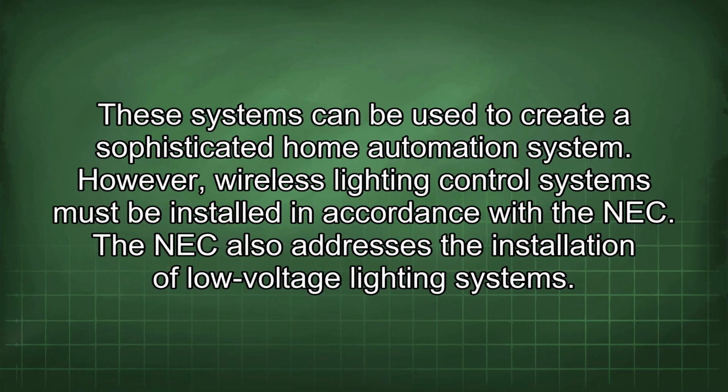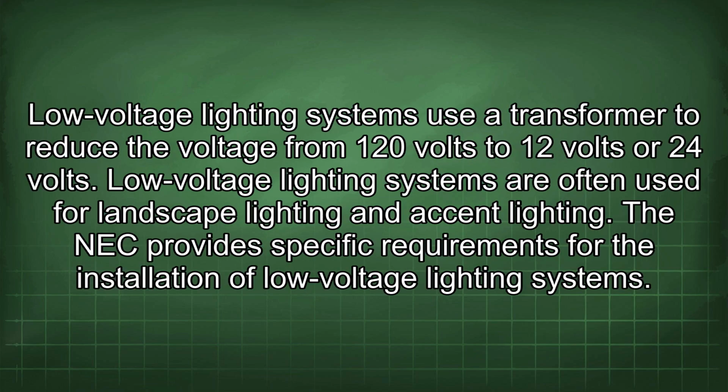The NEC also addresses the installation of low-voltage lighting systems. Low-voltage lighting systems use a transformer to reduce the voltage from 120 volts to 12 volts or 24 volts. Low-voltage lighting systems are often used for landscape lighting and accent lighting. The NEC provides specific requirements for the installation of low-voltage lighting systems.